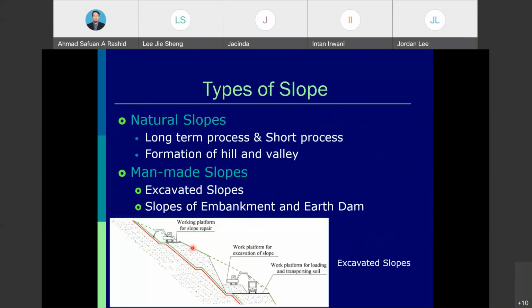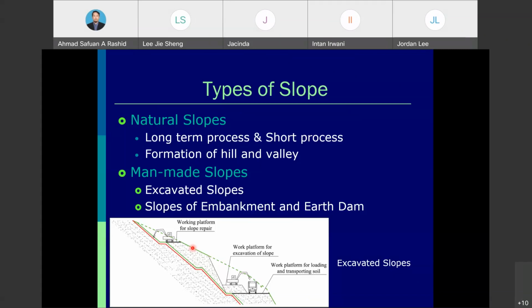So, types of slope: we have a natural slope and a man-made slope. For natural slope, it is a long-term process, and a short-term process. But normally, short-term is also very long relative to us as human beings, might be more than 100,000 years. The formation of hills and valleys means the natural slope is the existing landscape that we have that has a slope.